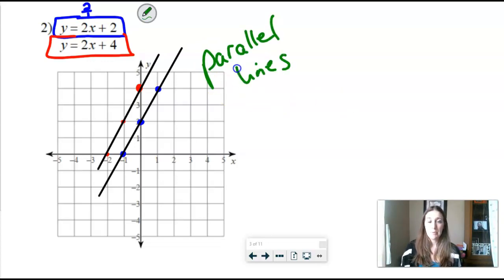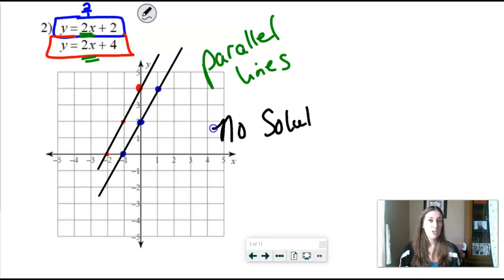Now, I should have noticed they were parallel right from the get-go. If you have the same slope but different y-intercepts, that means you have two lines that are parallel to each other. They're never going to intersect. And as far as solutions, that means we have no solution.